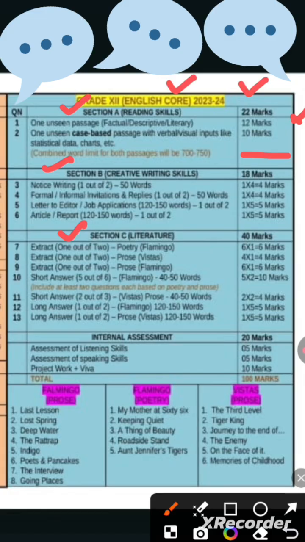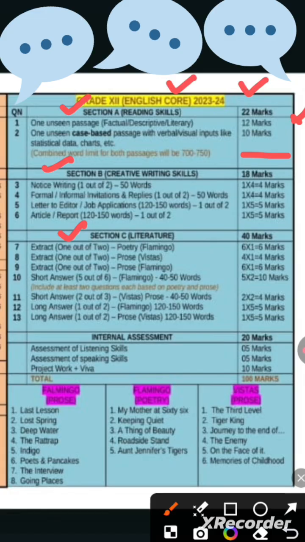Then we move on to Section B. Notice writing: again, you will have a choice between two questions, and you are supposed to attempt any one. The prescribed word limit is 50 words, and you are not supposed to exceed it. It would be for 4 marks. Then you will have a choice between formal and informal invitations and replies, and you are supposed to do 1 out of 2. Again the word limit would be 50 words, and it would be for 4 marks. So these are short writing skills.